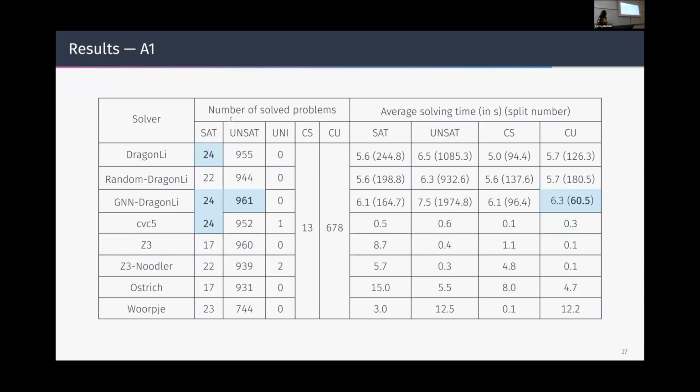And so the results were quite nice. In A1, for instance, Dragonly gives the best result, for satisfiable and unsatisfiable. Our benchmark is mostly made of unsatisfiable problems, indeed. So Dragonly performed quite well, with the best in both categories, SAT and unsat. Also, it has fewer splittings than other versions of Dragonly, which is nice. Here is the base version, here is a random Dragonly, where we just randomly reorder equations, and this is Dragonly with GNN. So here, the GNN performs well.